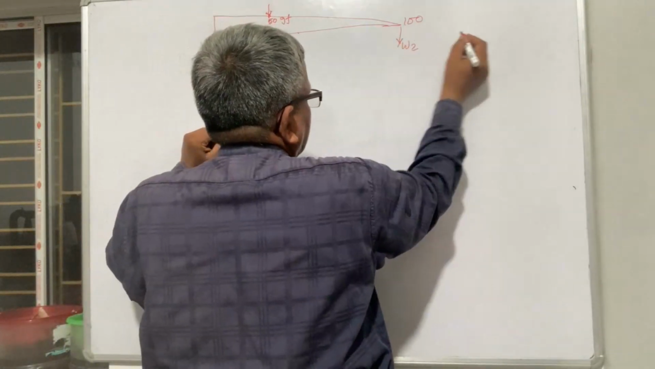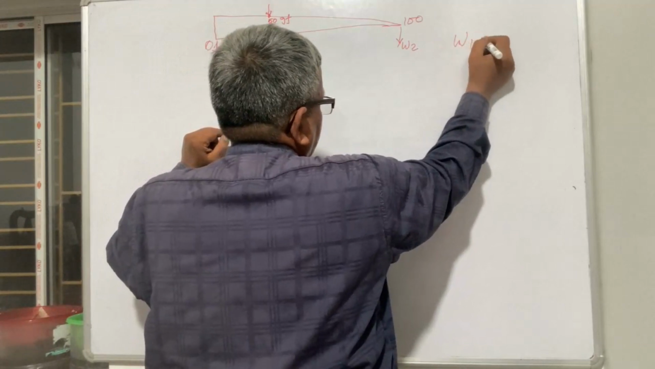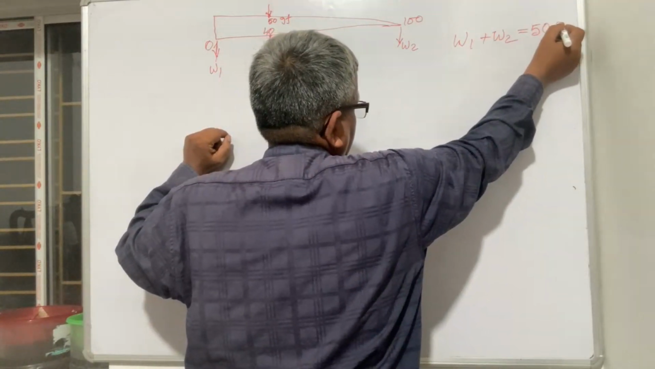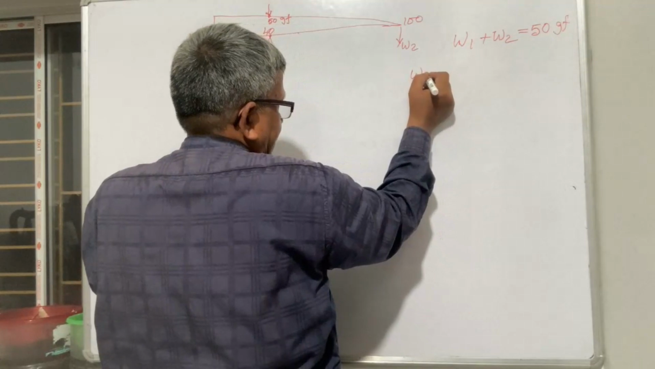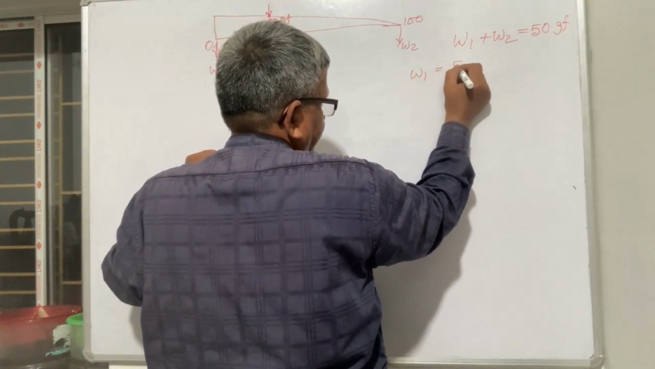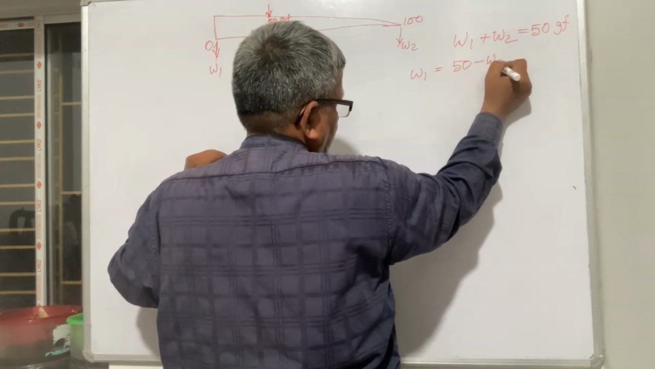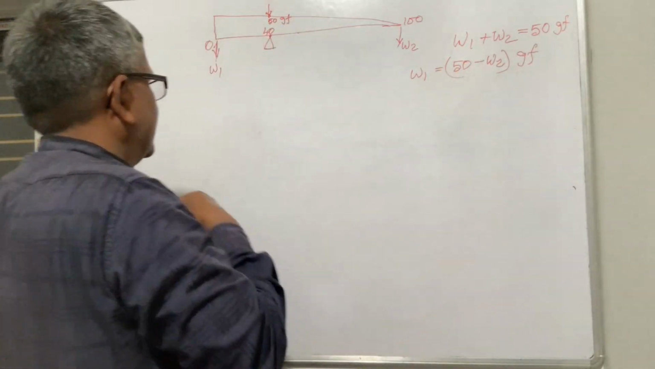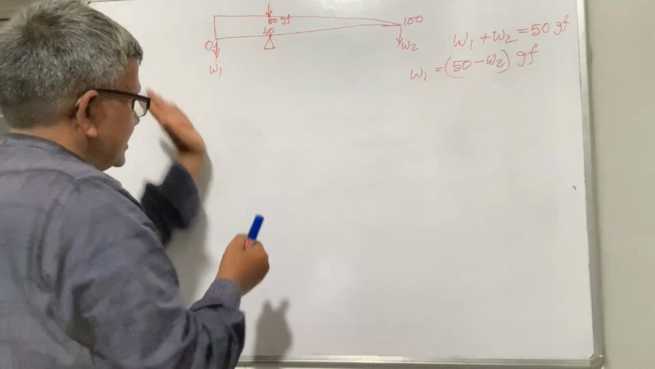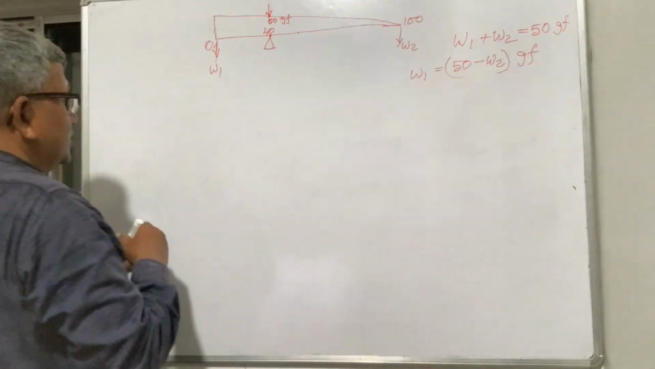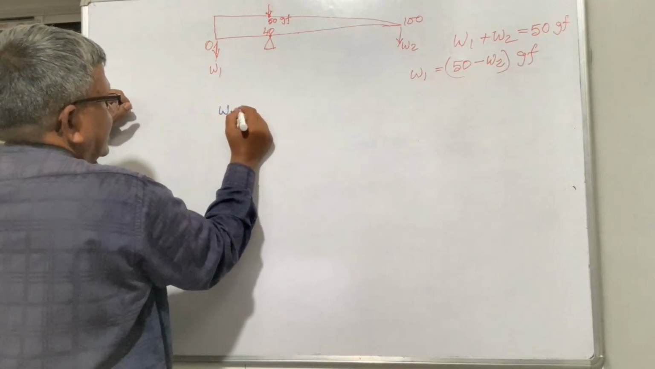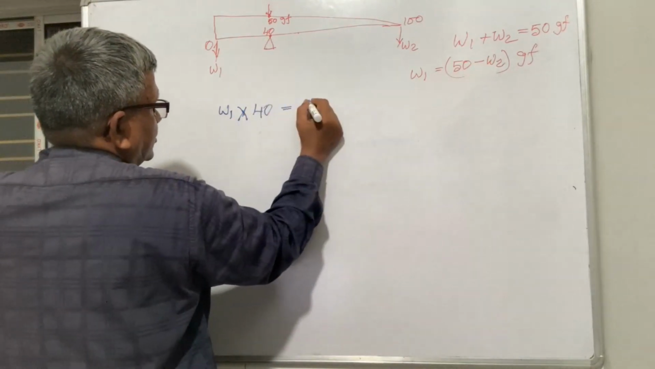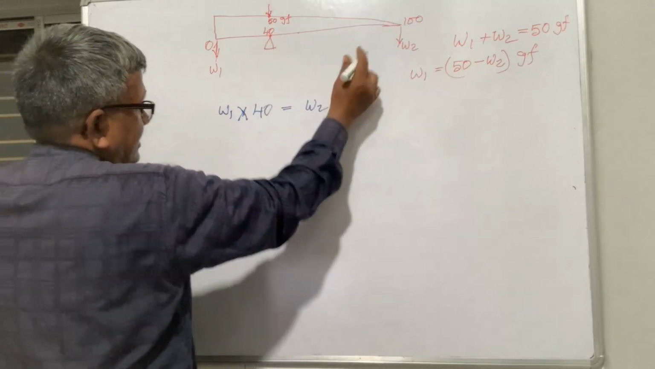It is W2. So W1 plus W2 equal to 50 gram force. I can say W1 equal to 50 minus W2 gram force. Now, this is anti-clockwise moment, this is clockwise moment. W1 into this distance, which is 40, equal to W2, this distance is 60.